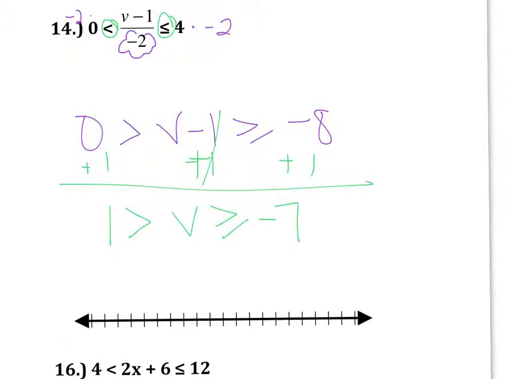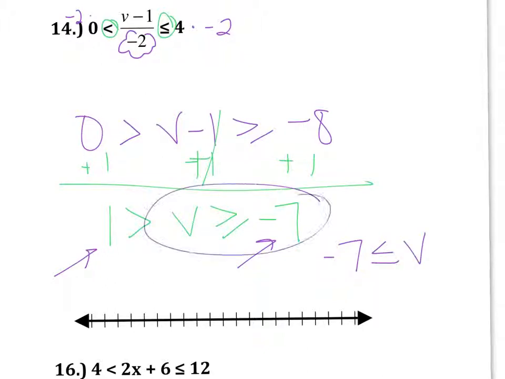So before we call it a day and say this is the final answer, we want to make sure to see we are going in increasing order. So 1 is not smaller than negative 7. So we are going to rearrange this. So we have our negative 7 is less than or equal to v, because this is saying the same thing as that. It's just now the negative 7 is on the left.